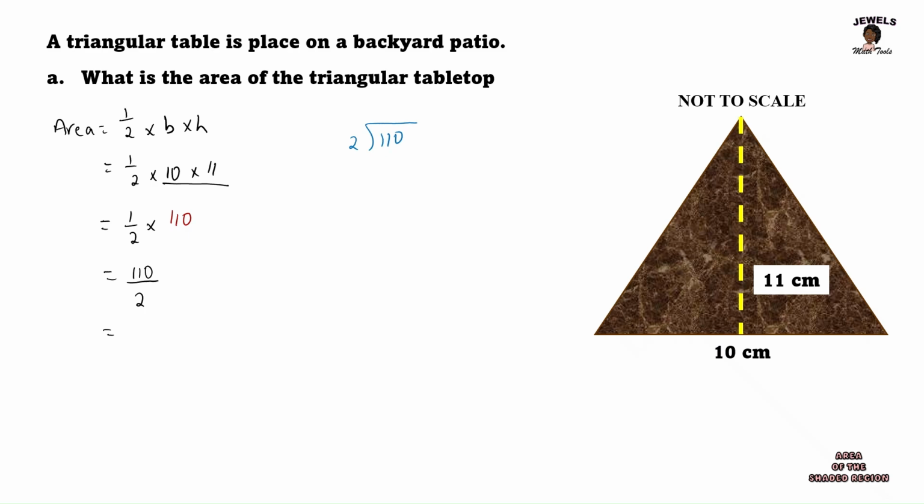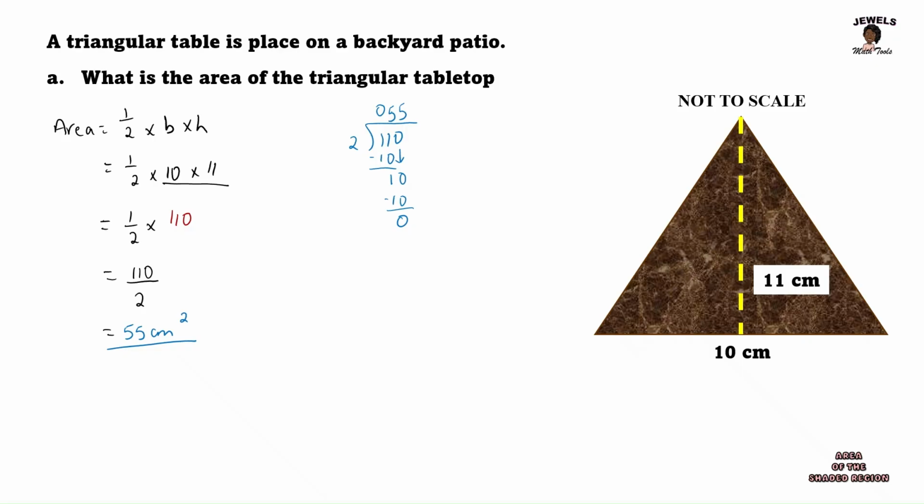So 2 will divide into 1 0 times. 2 will divide into 11 5 times. 5 times 2 is equal to 10. 11 minus 10 gives us a difference of 1. We'll bring down that 0, changing 1 into 10. 2 divides into 10 5 times. 5 times 2 is equal to 10, and 10 minus 10 gives us a difference of 0. So the area of our triangular tabletop is equal to 55, and that's centimeters squared. Our area is always in squared units.